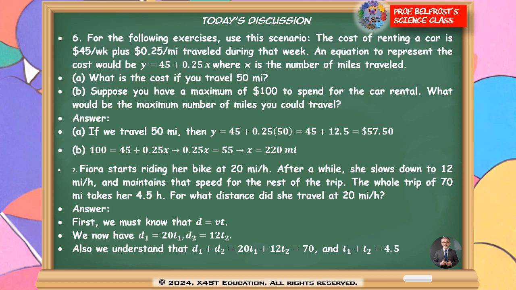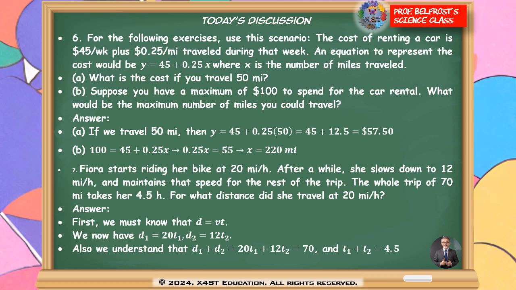Y is the cost. So the cost is $57.50. How about the maximum number of miles that you can travel if you have a maximum of $100? This is just a reverse. You substitute y to be 100 and you find the x. The x is 220 miles by following that procedure.